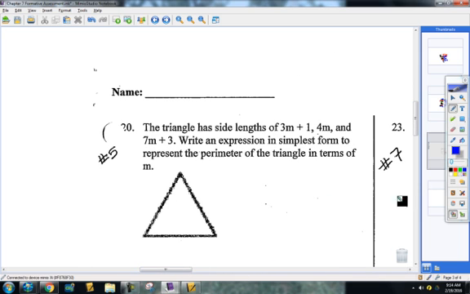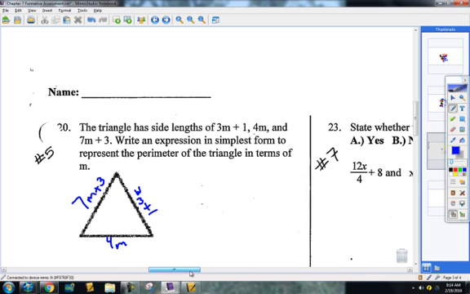Okay, number looks like 20. Okay, the triangle has side lengths, and I gave you a triangle. If there wouldn't have been a triangle, I would always expect you to draw the triangle out. So we know it's going to be 7m plus 3, 3m plus 1. You should always write these lengths on there, and then 4m. We know that when we find perimeter, we just add up all the side lengths.